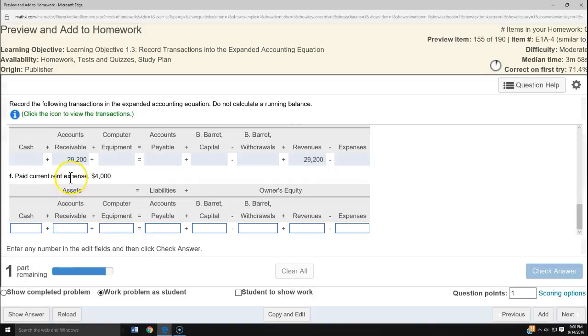And paid for the current rent expense. Well, that's coming out of cash, isn't it? So put the minus sign in there. I think you have to. So might as well. Oops, what did I do here? Let me fix that. Okay, so that's just a minus sign. It's not 1,000, it's 4,000?